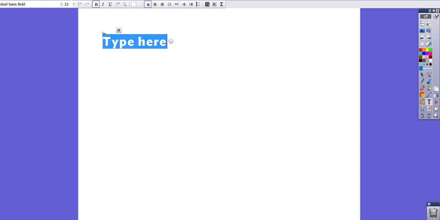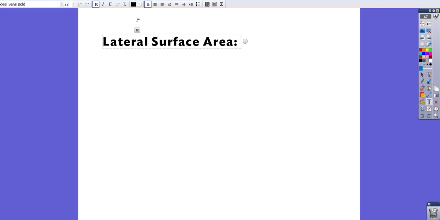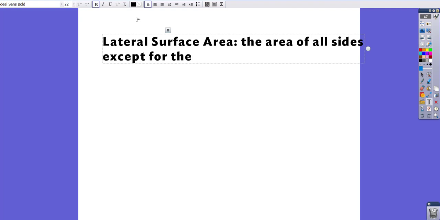For our lateral surface area, it's pretty much the same thing as the area of composite figures. This means that I'm finding the area of all sides of my three-dimensional shape except for my bases. So the area of all sides except for the bases. Okay? And let me actually capitalize that, because that is the most important thing about that.